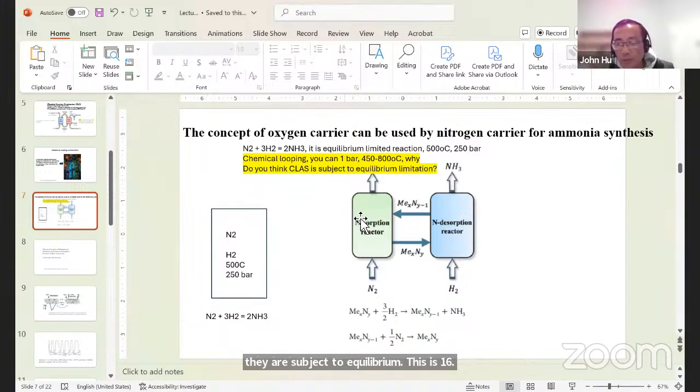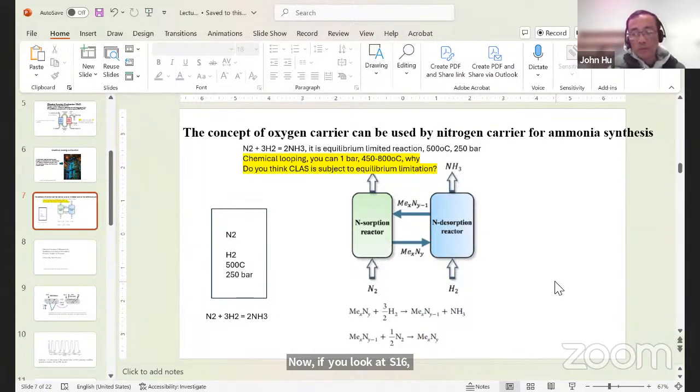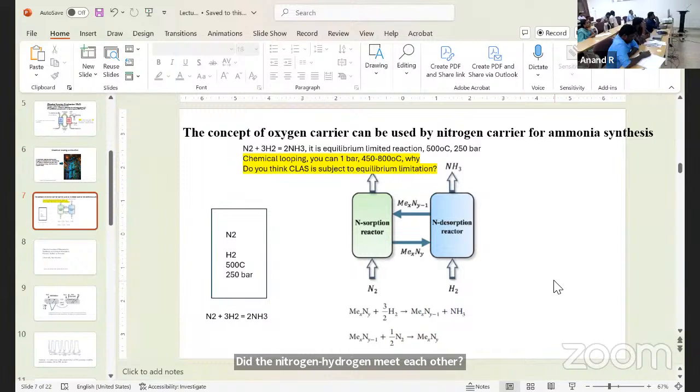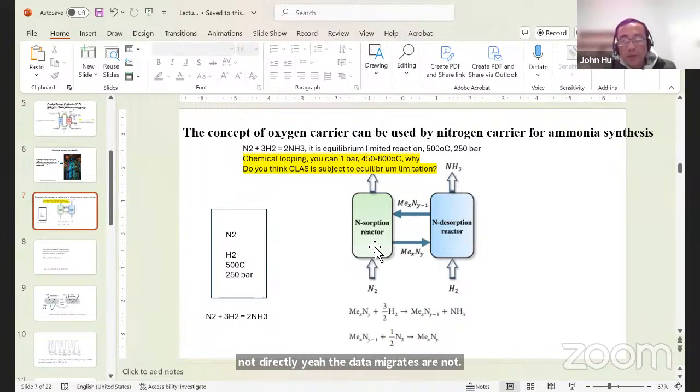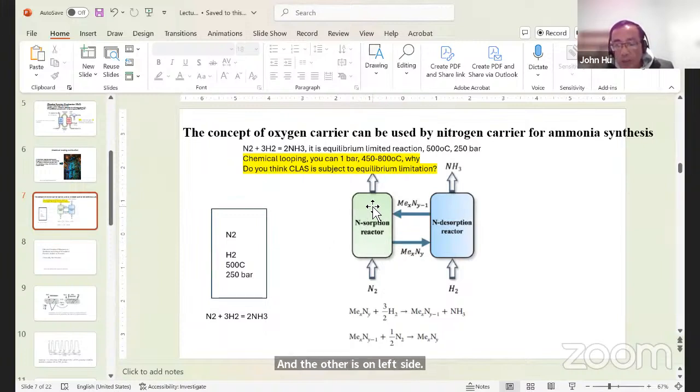Now, if you look at this 16, did the nitrogen and hydrogen meet each other? Meeting directly? Not directly, all right? Not directly, with the aid of metal nitrides. So if they are not meeting, if they don't see each other, why do you believe they're subject to equilibrium? Because here you have one equation, and here you have two equations. One on this side, and the other on the left side.